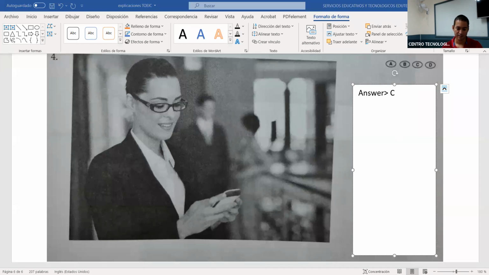Number 4 in your book. A, The woman is watching television. Okay, that's completely irrelevant. The woman is watching television. Maybe, yeah, she's watching her phone, but it's not television. Okay, let's see the second one.